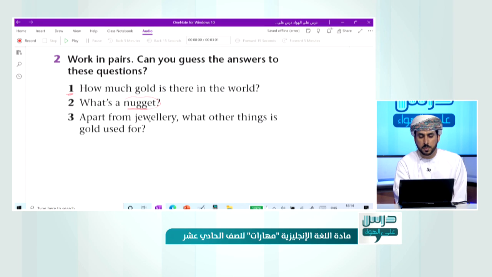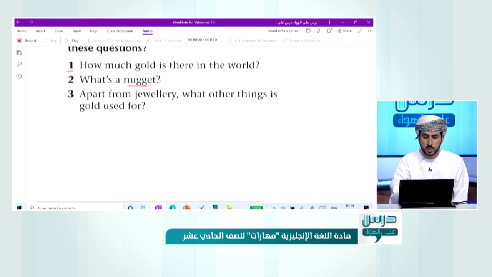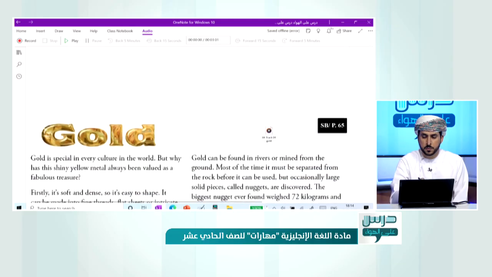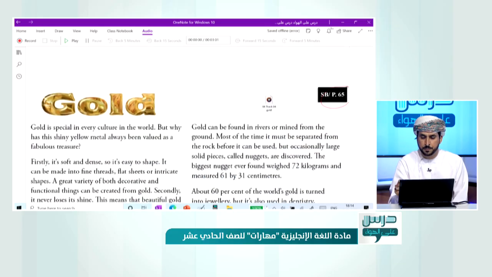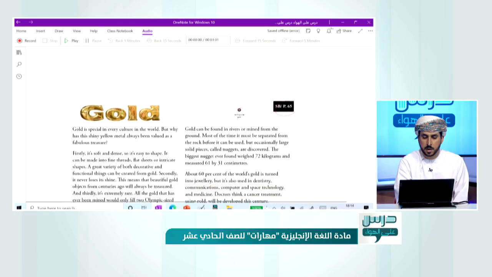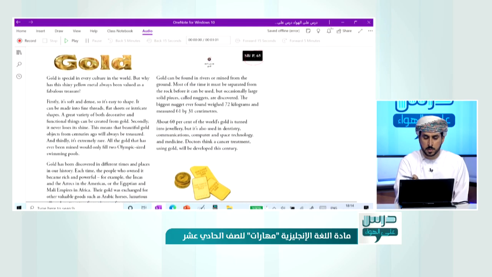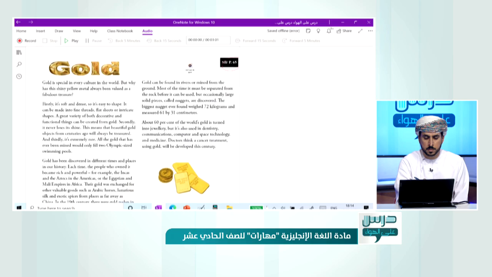Three, apart from jewelry, what other things is gold used for? So gold is used mostly for jewelry, but also there are other uses for gold. We will know after we read the text. Now let's move to page 65 and listen and read at the same time to this text.